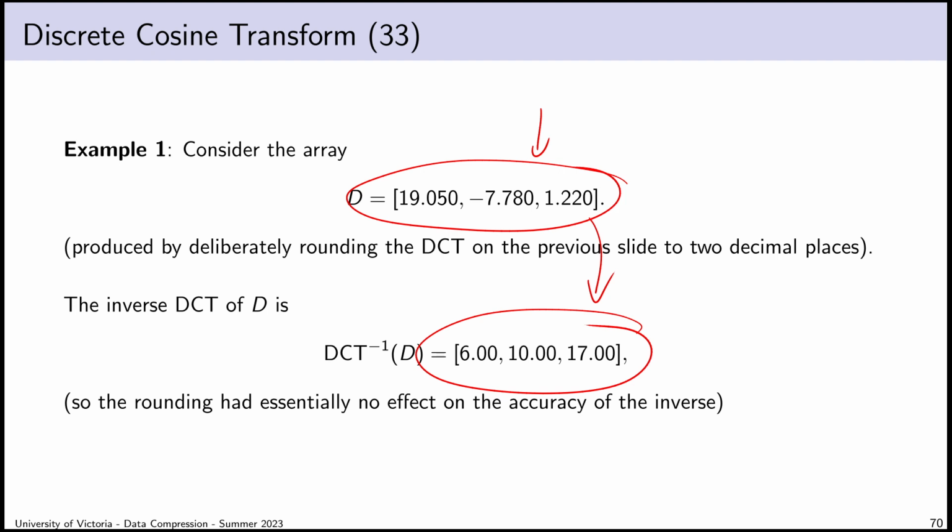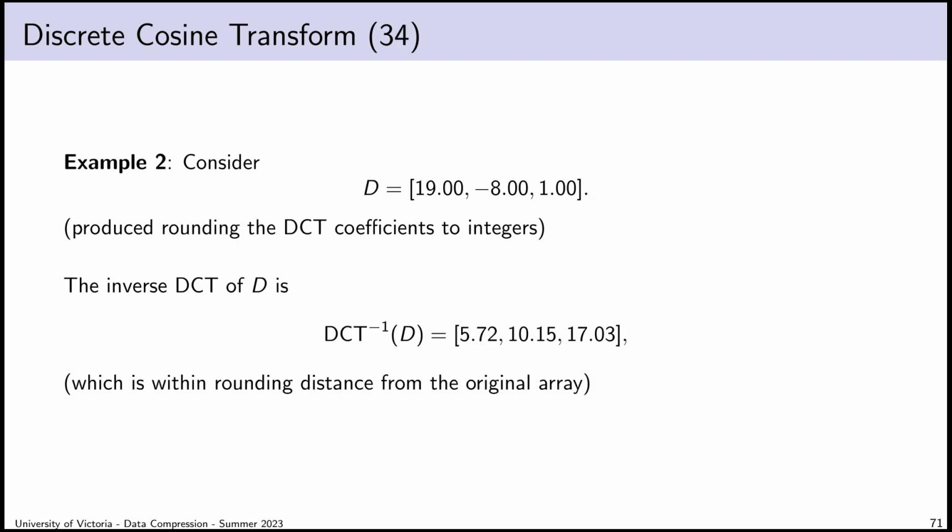That's good to hear. So let's see what happens if I eliminate more information. Suppose I round the DCT to integer values completely. And this is a good idea because my original sequence was a bunch of integers. So if my transformed representation is real valued, it's going to take more space than my integer representation. So I round my DCT to integers. I take the inverse and I get this.